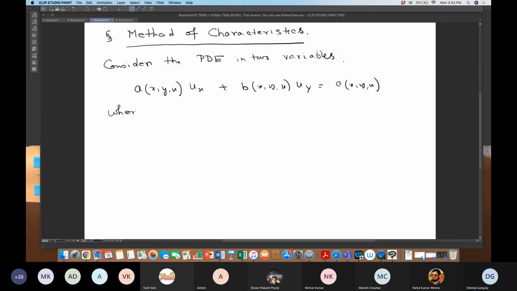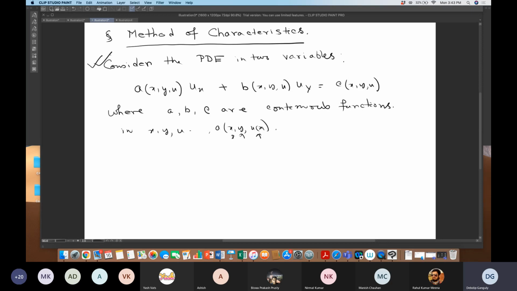Where A, B, C are continuous functions in which variables? x, y and u. It means A of x, y, u. So there are three variables, three unknowns. So this is our motivation.